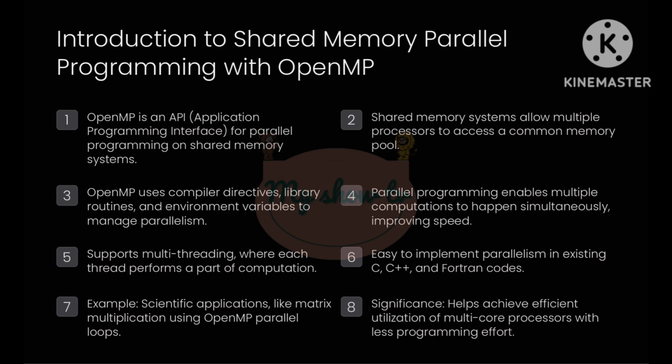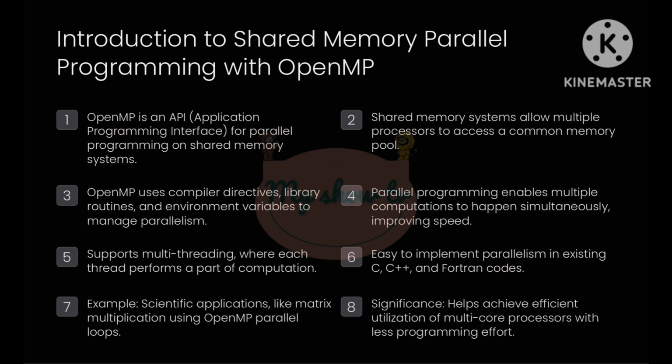Introduction to Shared Memory Parallel Programming with OpenMP. Let's start with OpenMP, a widely used API for shared memory parallel programming. Shared memory systems are those where multiple processes or threads access a common pool of memory. This is different from distributed memory where each processor has its own memory. OpenMP works by adding compiler directives or special commands into your existing C, C++, or Fortran programs. These directives instruct the compiler to create parallel parts of the program, allowing multiple tasks to run simultaneously.